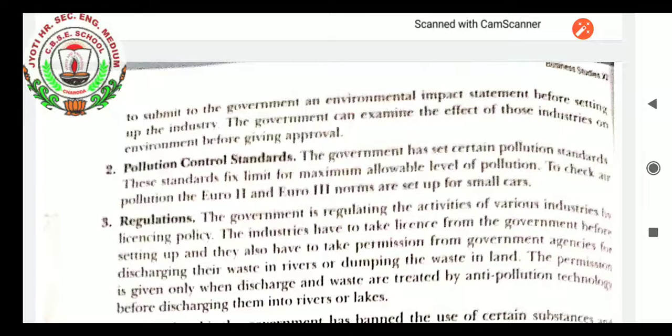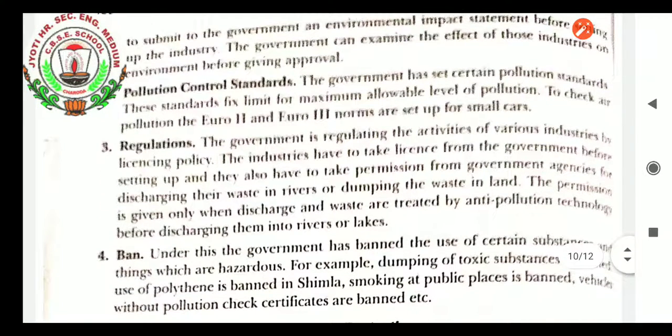Regulations. The government is regulating the activities of various industries by a licensing policy. The industries have to take a license from the government before setting up, and they also have to take permission from government agencies for discharging their waste in rivers or dumping their waste in the land. The permission is given only when discharge and waste are treated by anti-pollution technology before discharging them into rivers or lakes.